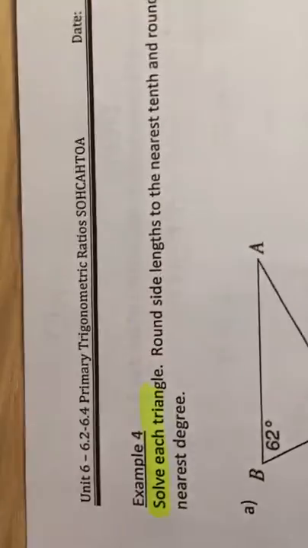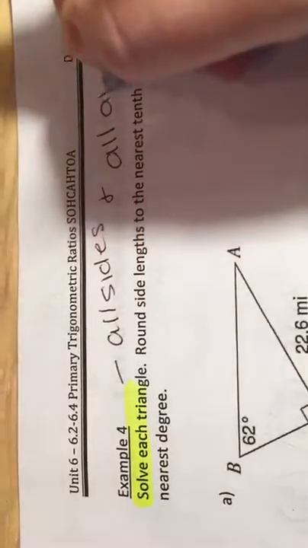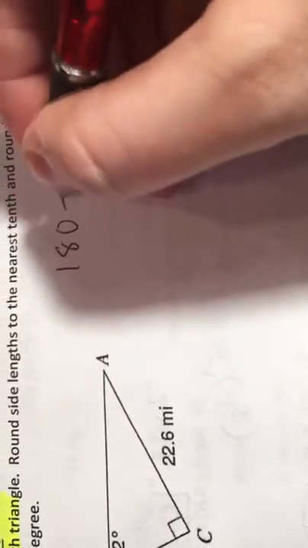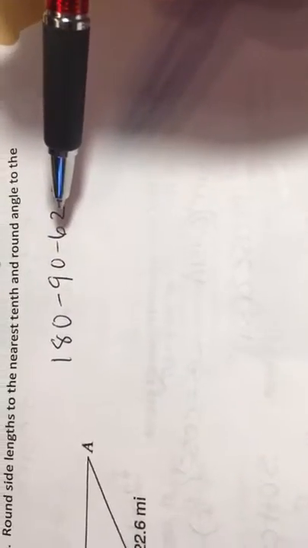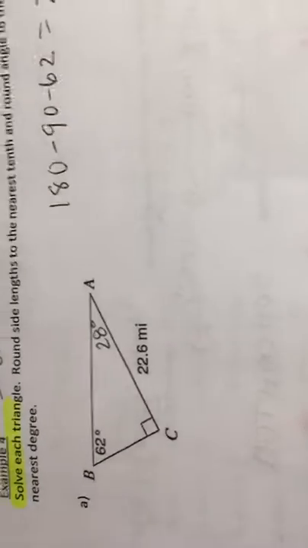If a question asks you to solve a triangle, that means you need to find all sides and all angles, okay? So in this case, it's really easy. We are already given two angles, so we can quickly, easily find the third angle. Okay, so that's 152.8, so that's 28 degrees for our third angle there. So then we're gonna need to find our other two side lengths.